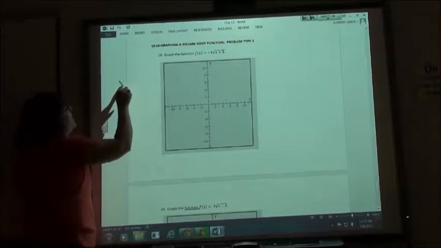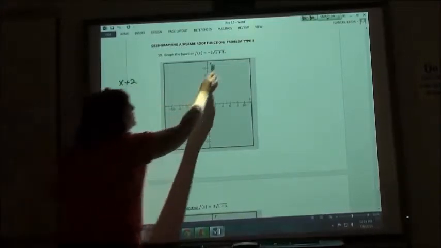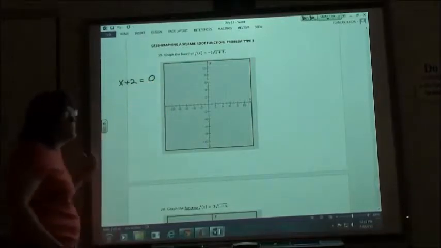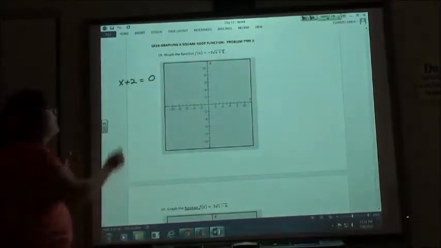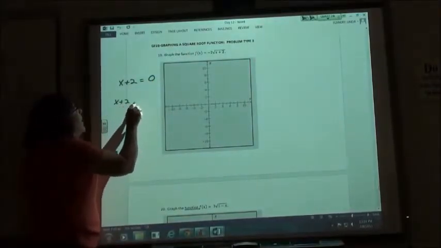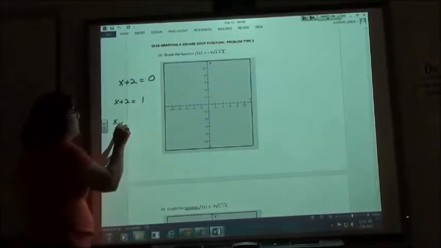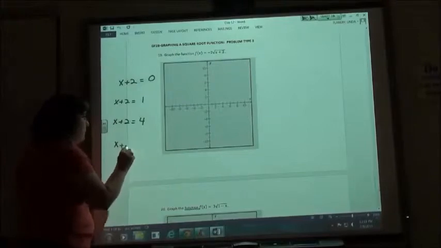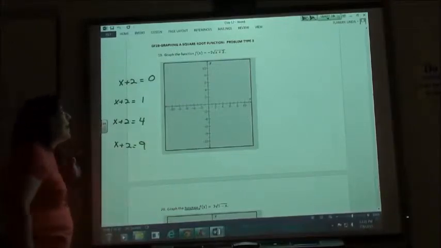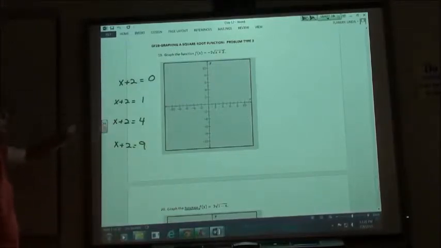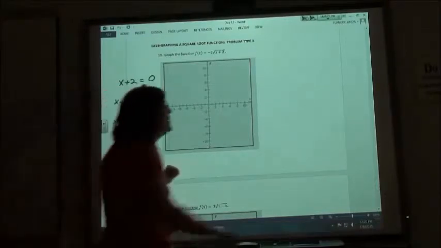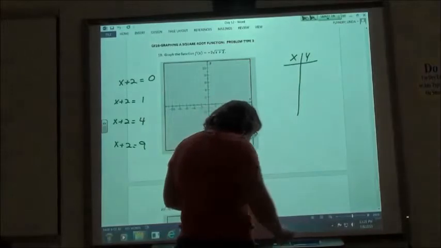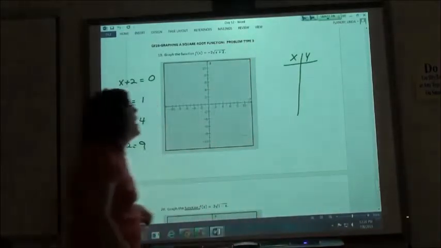So I'm going to take the x plus 2, which is the part under the square root, and set it equal to 0, which is your smallest perfect square. And then 1. 1 squared is 1. 2 squared is 4. And 3 squared is 9. That's going to help you find what values you want to use to substitute into your table so that you can find points that come out nice on your graph.